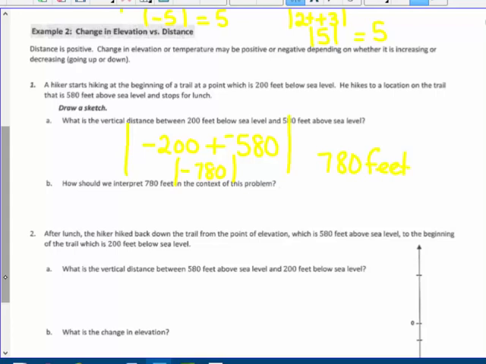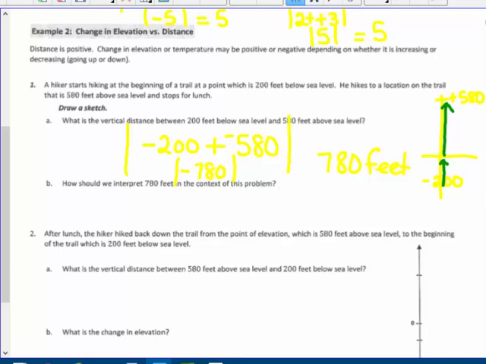So you can think about it, if you were to draw this, say this is sea level, and here's your negative 200 and your positive 580. So I would have to go 200 just to get back to 0, and then another 580. So that makes sense that the answer is 780 feet.